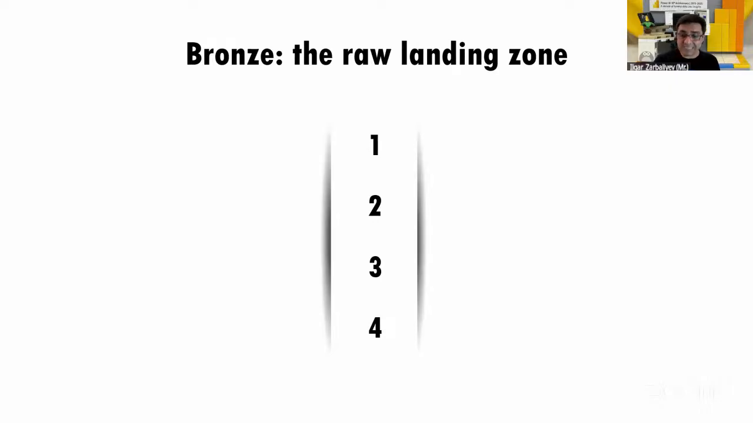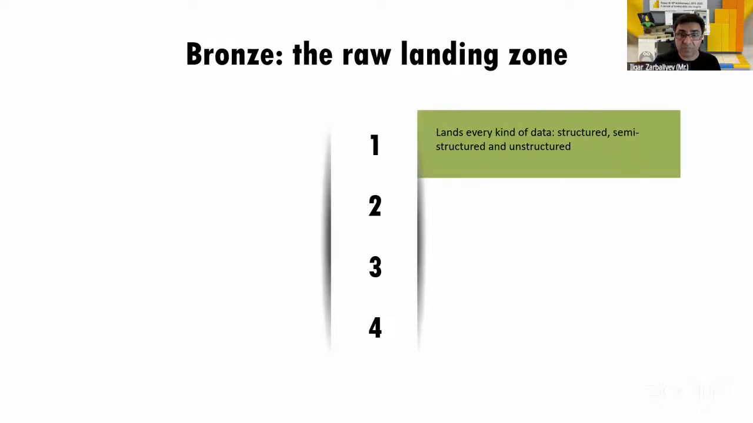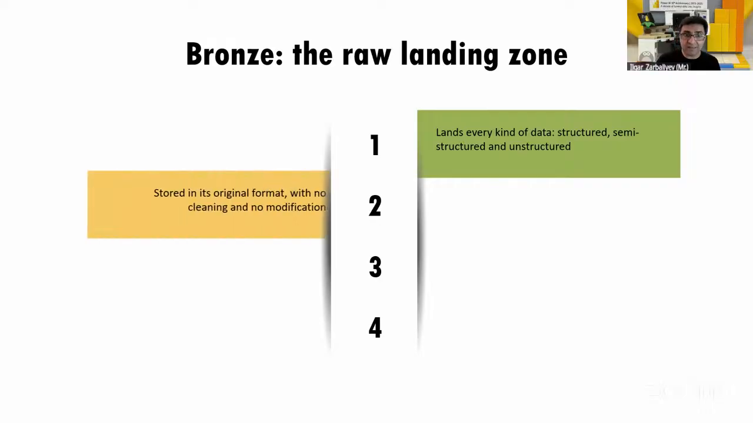Bronze first. Bronze is the landing zone. Every kind of data lands here: structured, semi-structured, unstructured. Okay? Files, tables, JSON, logs, whatever arrives. The key rule is that Bronze stores data in its original format with no modification, no cleaning, no renaming, no filtering. When people first hear this, they find it uncomfortable. Why would I deliberately keep messy data?